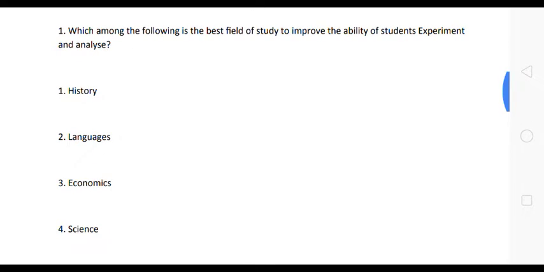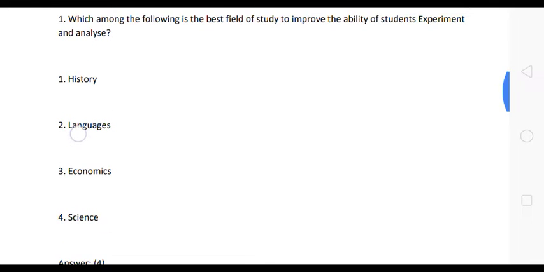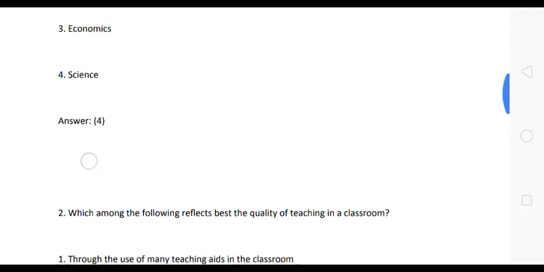The first question is, which among the following is the best field of study to improve the ability of students' experiment and analysis? Options are history, languages, economics, and science. The correct answer is option 4, science. Science is the best field of study to improve the ability of students to experiment and analyze. Keep in mind. Let us see the next question.